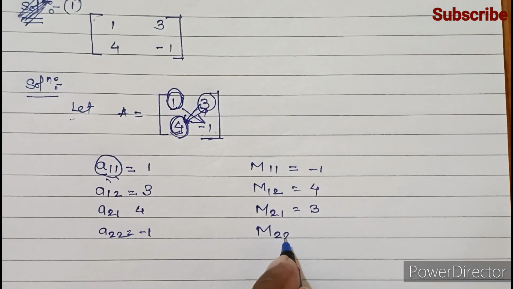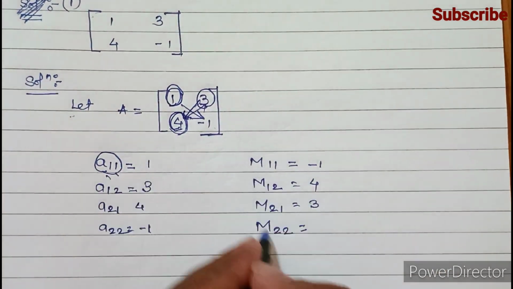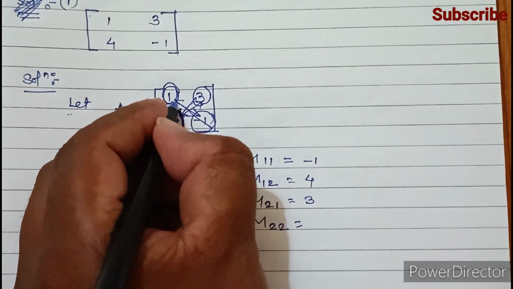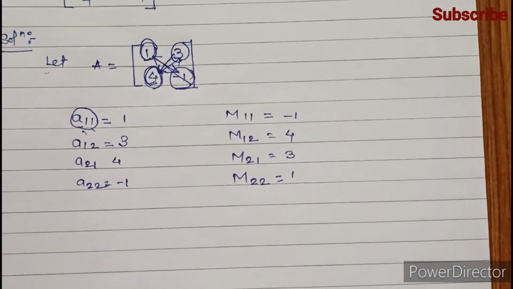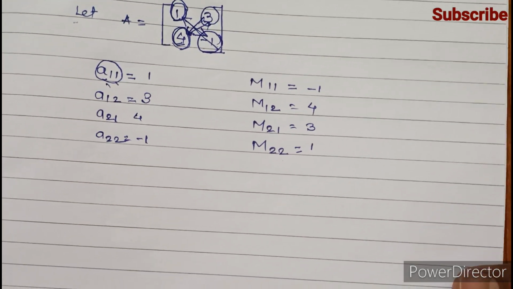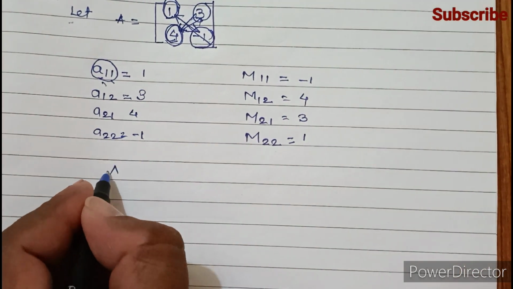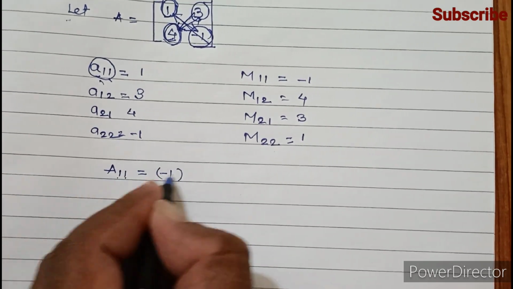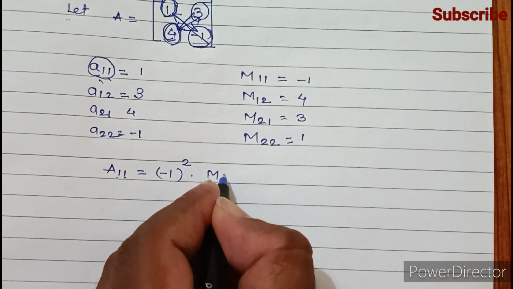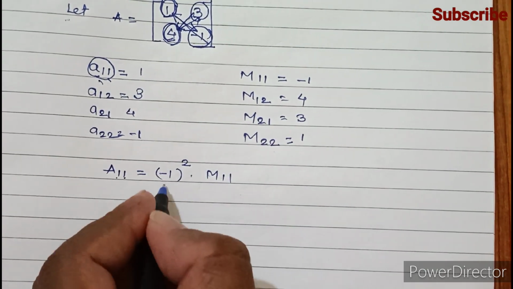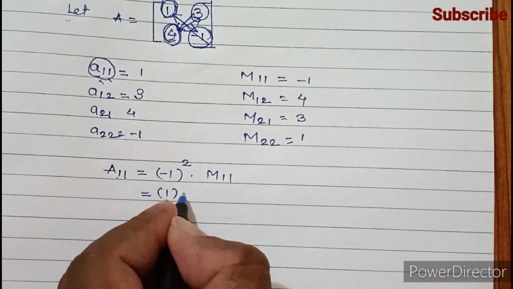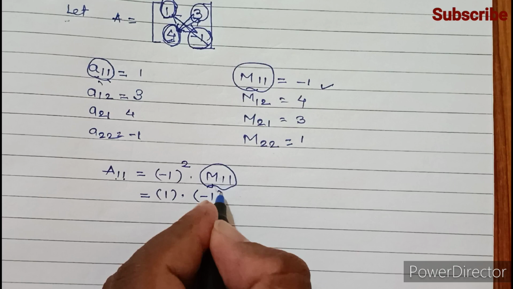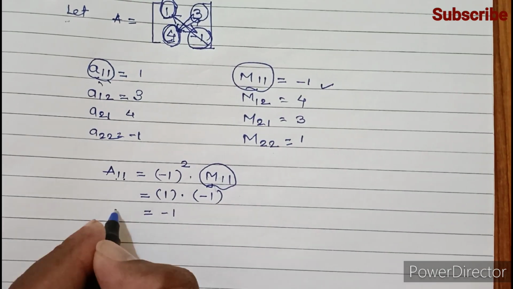Similarly, the minor of 22, that is 2 cross 2, means 2 rows 2 columns, that is minor of minus 1 is this 1. Here we have written the minors. Next we have to find the values of cofactor, that is a11 will become minus 1 to the power 1 plus 1, that is 2, into minor of m11, that is minus 1 to the power 2, that is 1, into the value of m11, which is minus 1. Put minus 1, 1 into minus 1, that is minus 1. The value of a11 is minus 1.